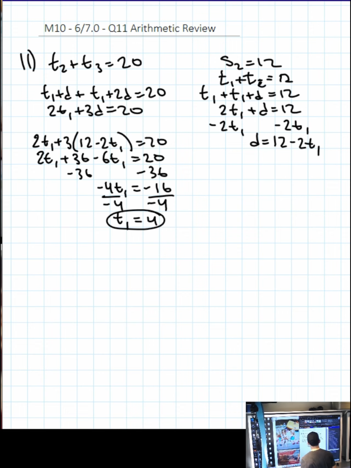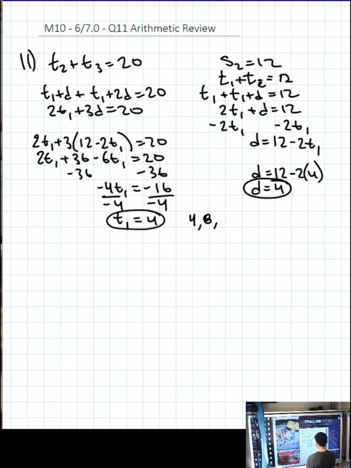Circle your answer. We have a nice equation off to the right to find d. d equals 12 minus 2 times 4. d equals 12 minus 8, which is 4. Therefore, if our first term is 4, we're going up by 4, so our next term is 8.